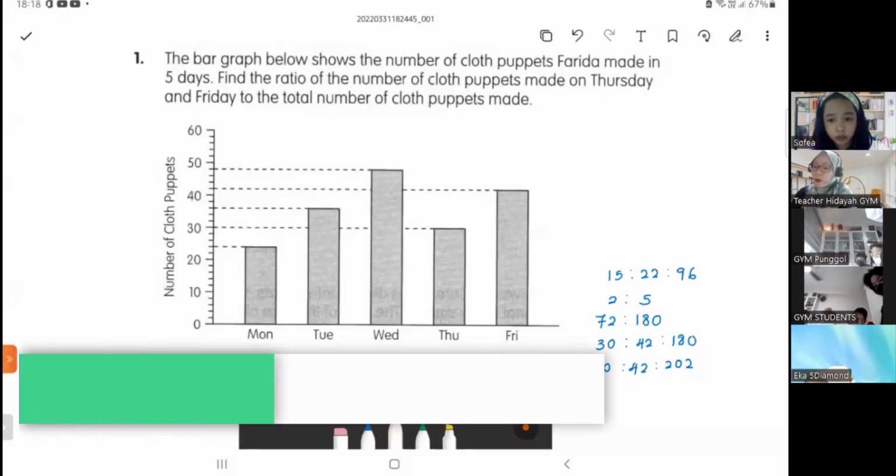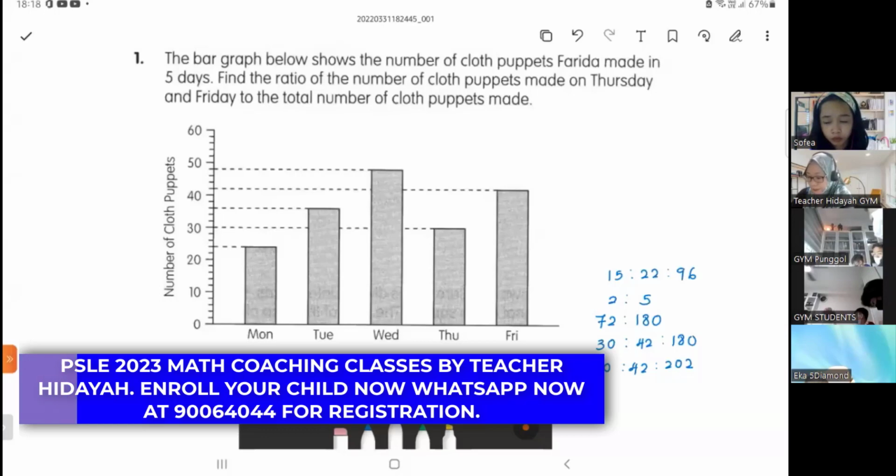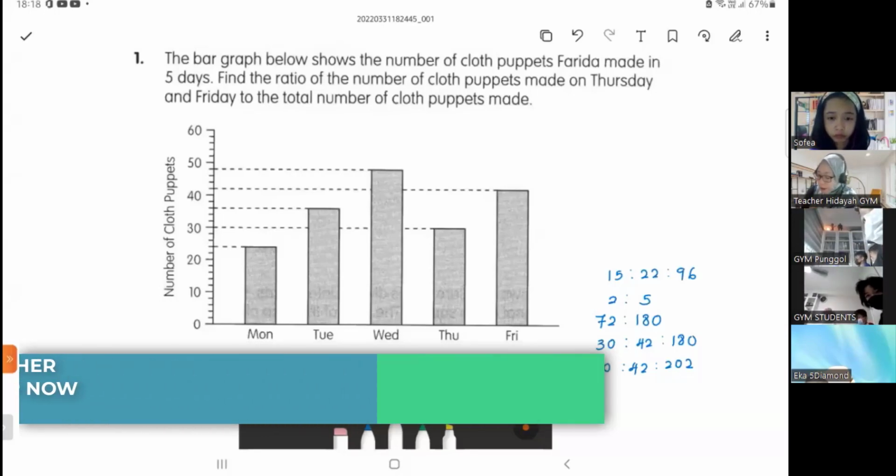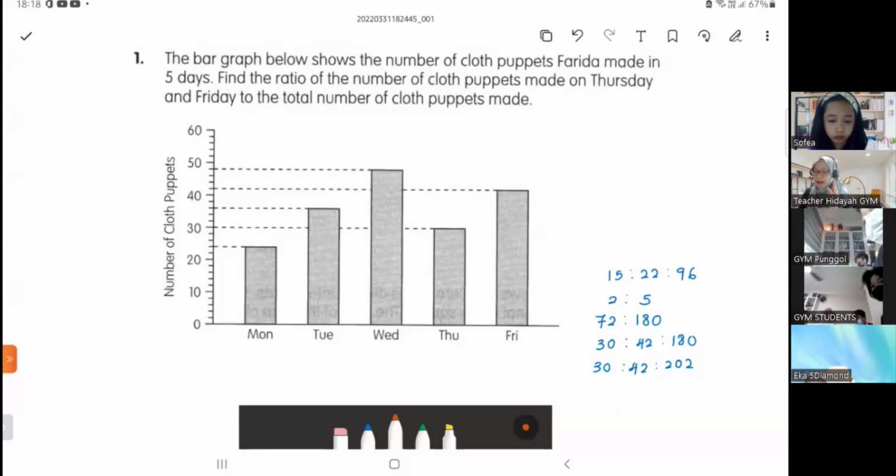The bar graph below shows the number of cloth puppets Farida made in 5 days. So you can see for the bar graph, you have Monday, Tuesday, Wednesday, Thursday, and Friday, right? So how do you interpret bar graphs? You need to write down the values for each of the bars given there first. That's the first step to solve graphs, okay?